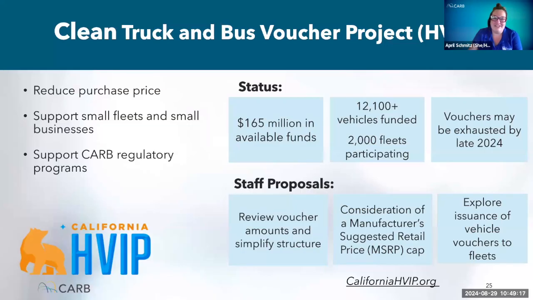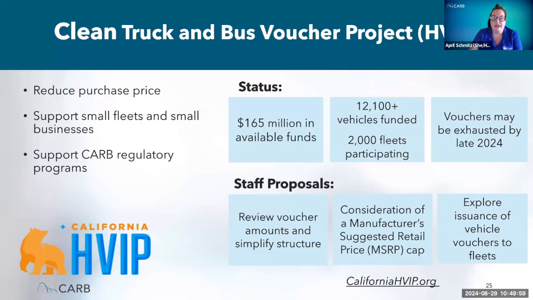As HVIP enters its 14th year, the project continues to adapt to changing needs. This year, HVIP continues strengthening its focus on supporting underserved fleets. Roughly 750 small fleets participated in HVIP in the last year, which is up 15% from the previous year. As of today, HVIP has about $145 million in available funds. Over the program's life, 12,000 vehicles have been funded, with almost 2,000 fleets participating.